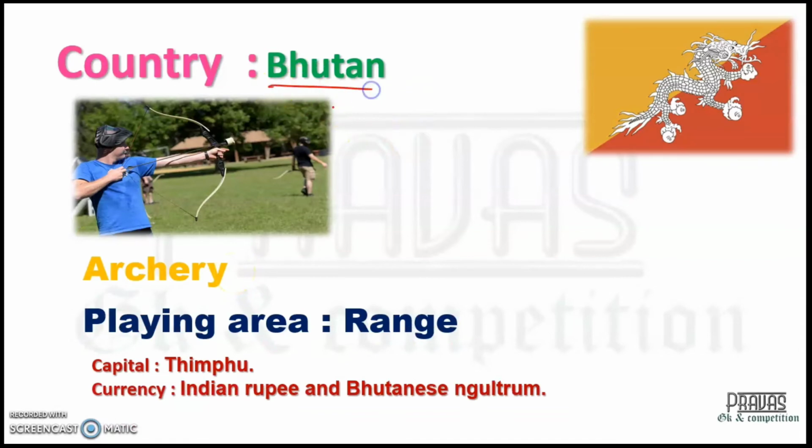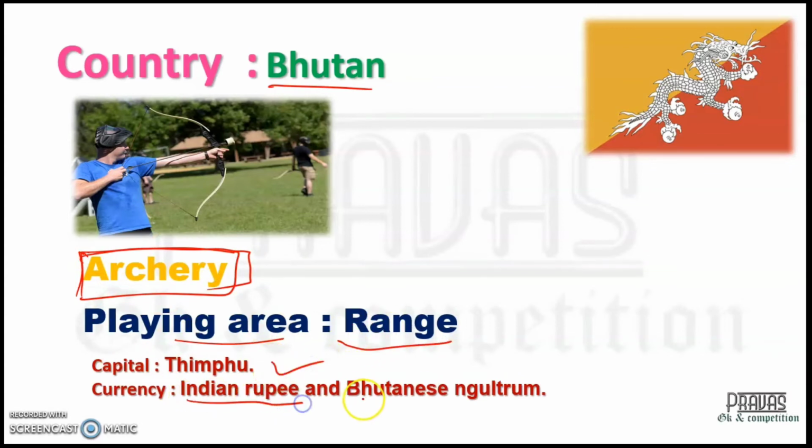Next country is Bhutan. Bhutan's national game is archery. Playing area is called range, capital is Thimphu, and currency is Indian rupee and Bhutanese ngultrum. There are two currencies in Bhutan, Indian rupee and Bhutanese ngultrum. And its national game is archery, and the playing area is called range.